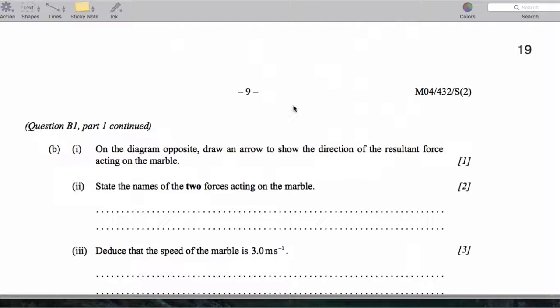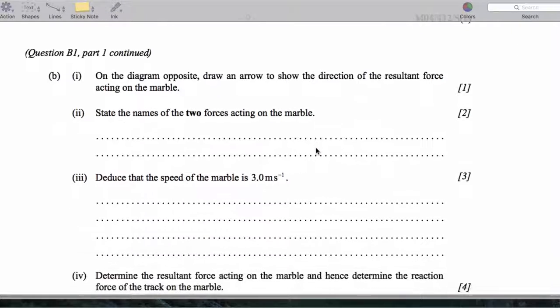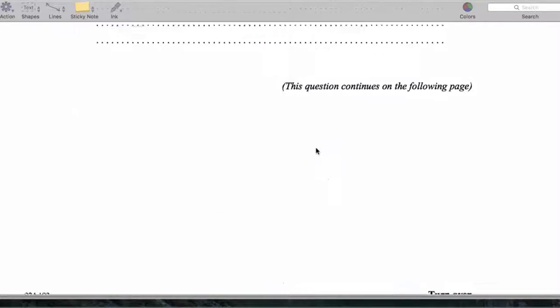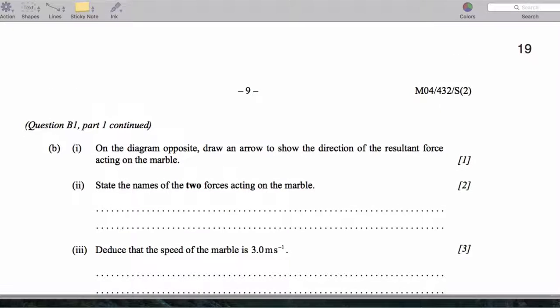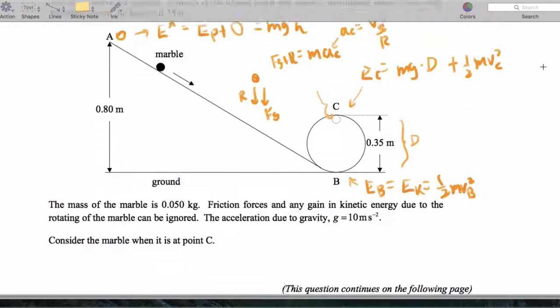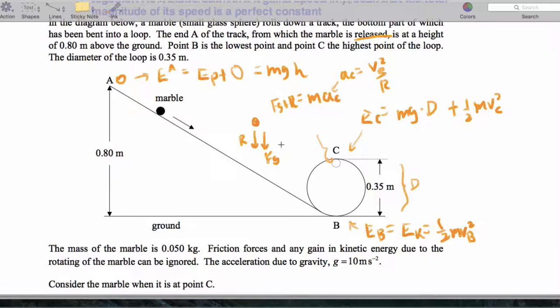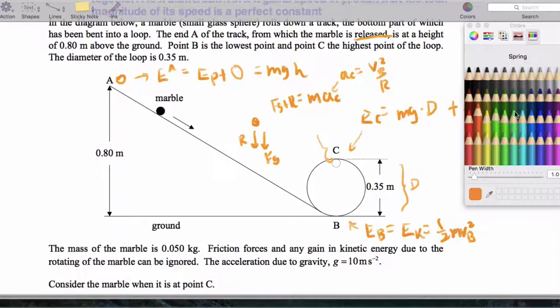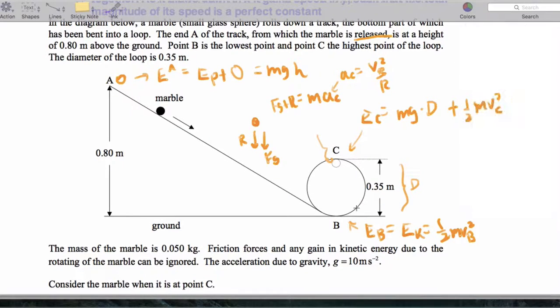Wow. On the diagram opposite, draw an arrow to show the direction of the resultant force acting on the marble. I'm not seeing any diagram opposite. Maybe they mean here. So I will draw this. I would say that we have a resultant. So the net force, this resultant force that I will call FR, is going to be this R plus FG.